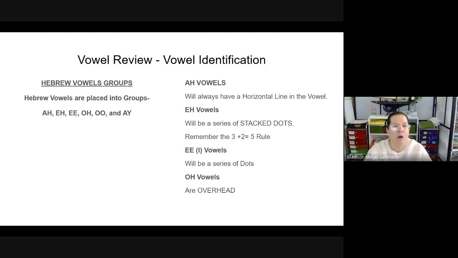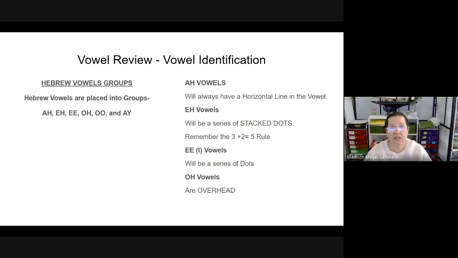But for today, the vowel review that I'm going to talk about is that Hebrew vowel groups are placed into what we're saying groups. So we have the ah, the e, the eh, the o, the u, the a. Some of these we've learned already, and some of these we haven't. But there are some ways to help you remember what a vowel is and eliminate groups in the beginning.